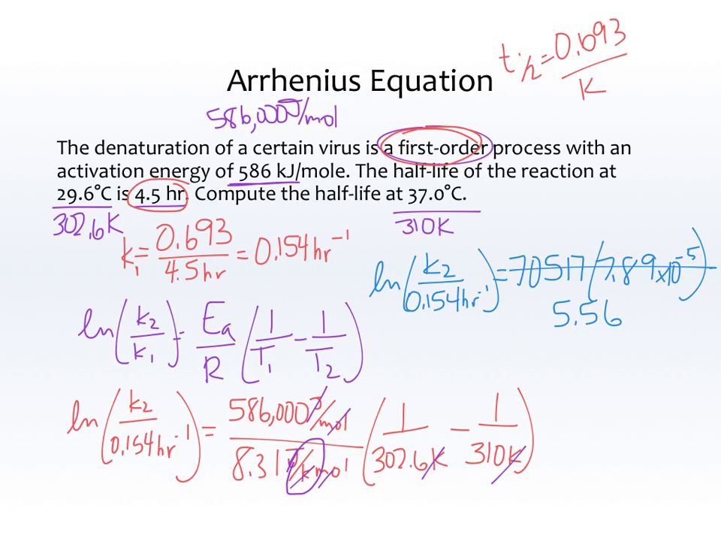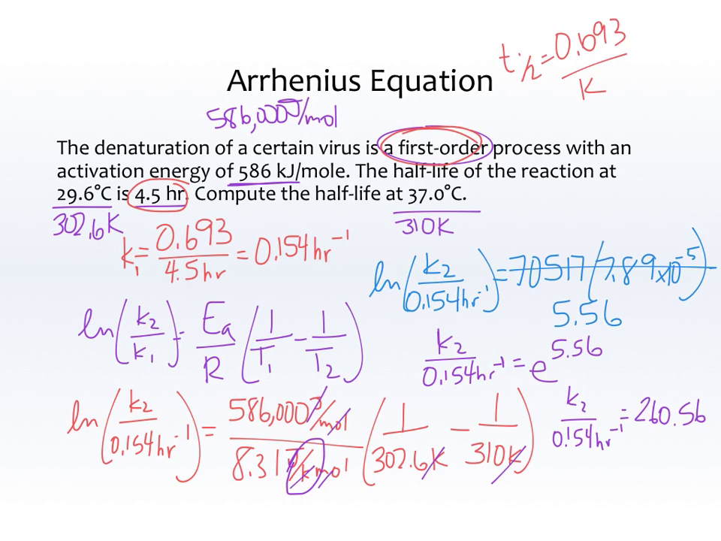So now, ln of K2 over 0.154. To get rid of a natural log, we're going to take e to the power of. So we'll say K2 over 0.154 per hour is equal to e to the 5.56. E to the 5.56 is 260.56. K2 over 0.154 per hour is 260.56.